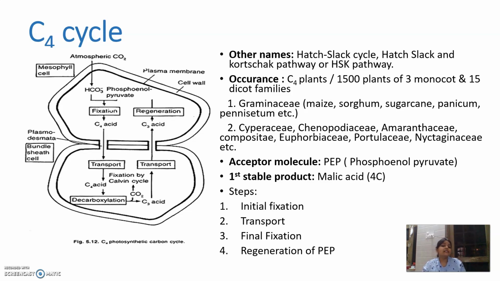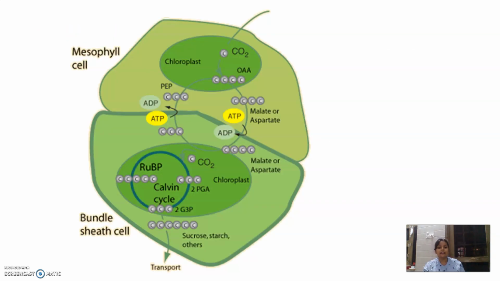There are several plants in which this C4 cycle occurs. There are some monocot and dicot families, mainly the Gramineae family, the grass family, with examples like maize. In maize, sorghum, sugarcane, and panicum, the C4 cycle occurs. In several plants of the Euphorbiaceae, Cyperaceae, Chenopodiaceae, Amaranthaceae, and Compositae families, the C4 cycle also occurs. Let's proceed to the next slide.